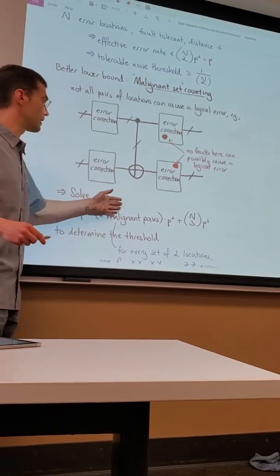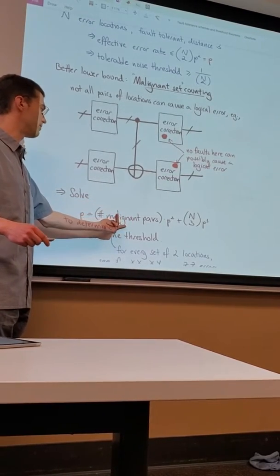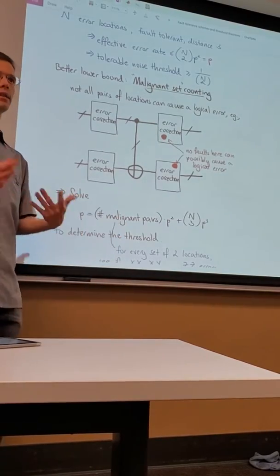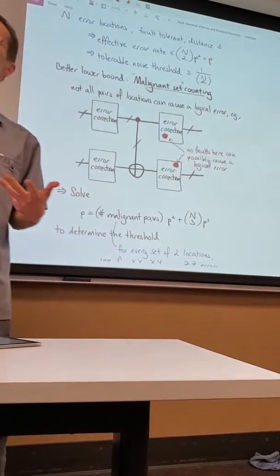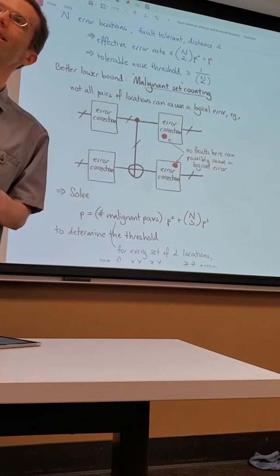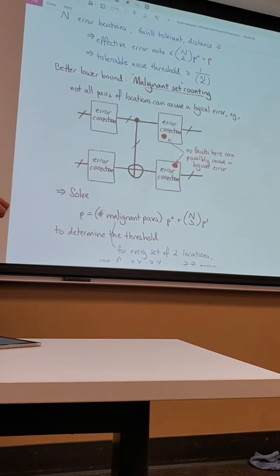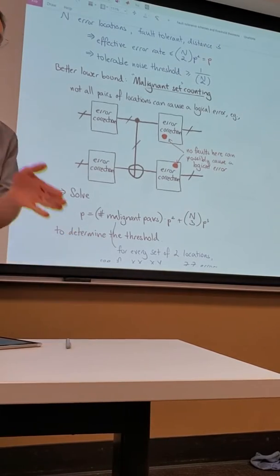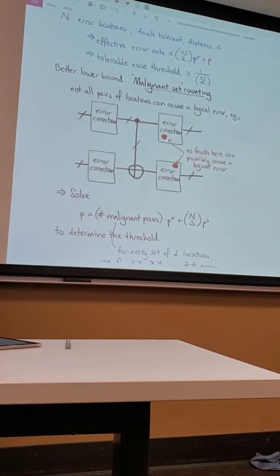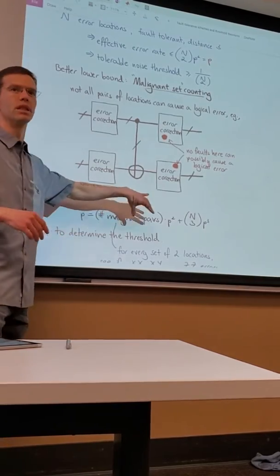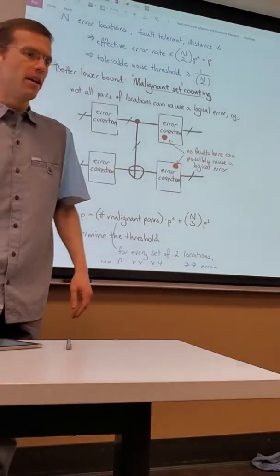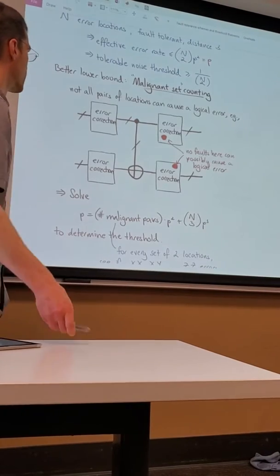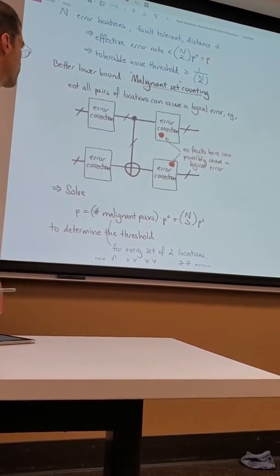Or I guess another thing, instead of counting the number of malignant pairs, what you could do is statistically estimate the number of malignant pairs by just trying random pairs and using the random pairs to get a plus or minus estimate for the number of malignant pairs, to get some statistical certainty.